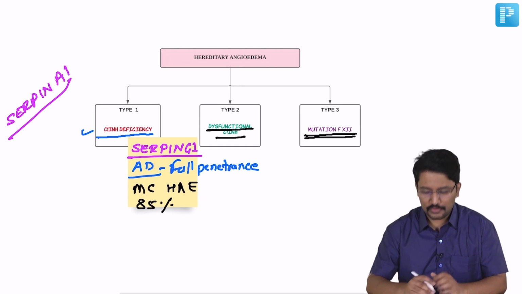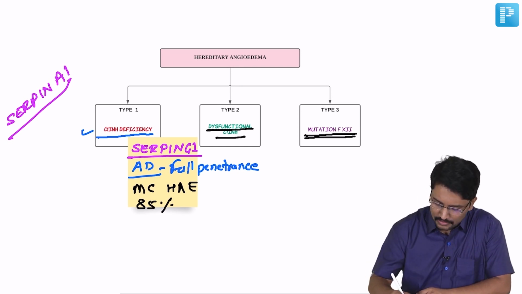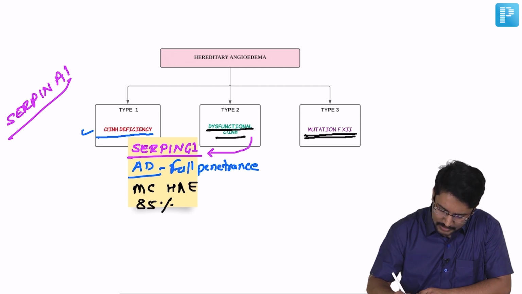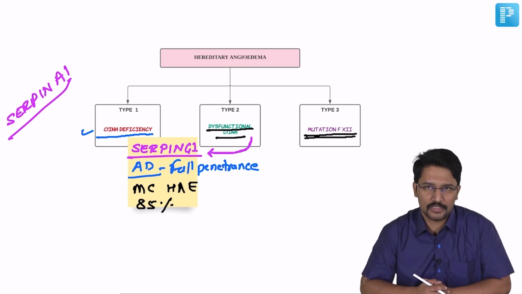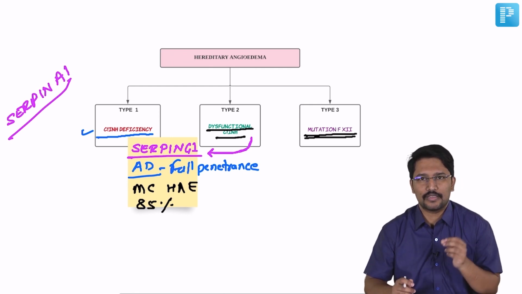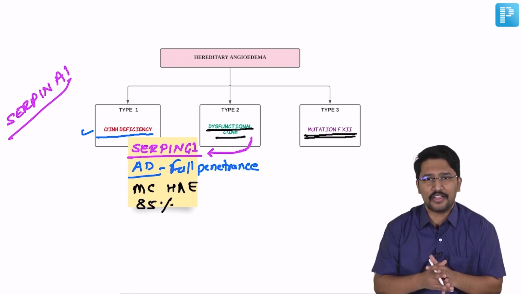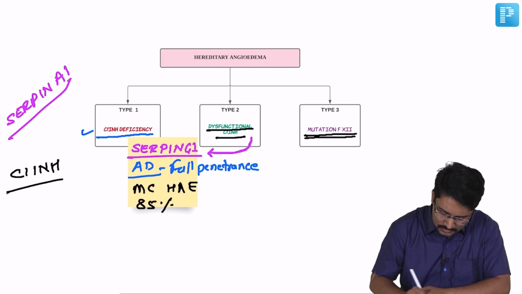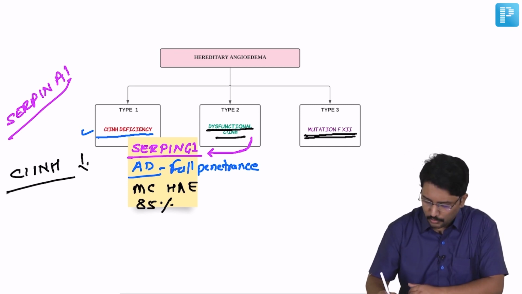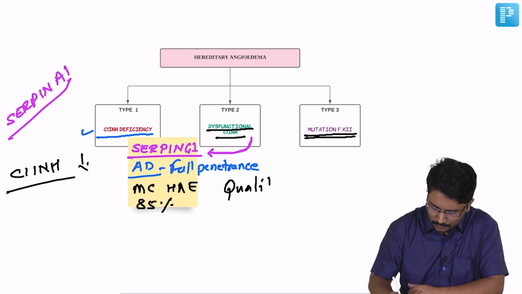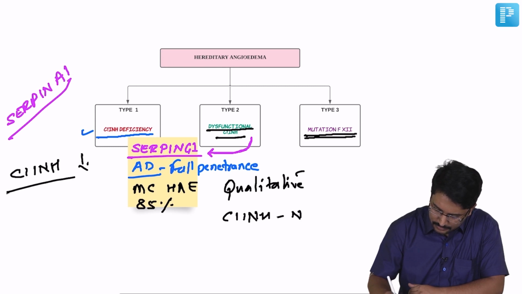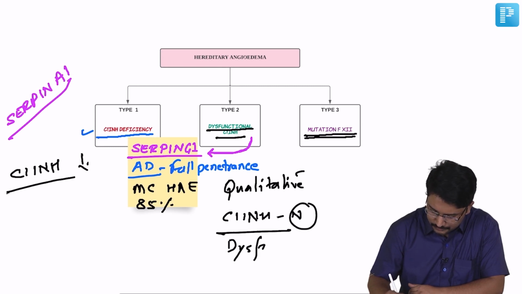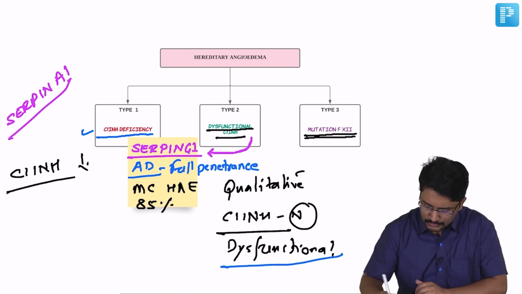As I told you, the type 2 is because of dysfunctional C1 inhibitor. The mutation responsible for this is the same, it involves the same SERPIN G1 gene. The difference between type 1 and type 2 is that type 1 mutations lead to a quantitative defect. So in the sense, the amount of C1 inhibitor produced is low. On the other hand, in type 2, it is a qualitative defect where the amount of C1 inhibitor produced is normal, but functionally this is inefficient or dysfunctional. This is also inherited as an autosomal dominant condition with full penetrance.